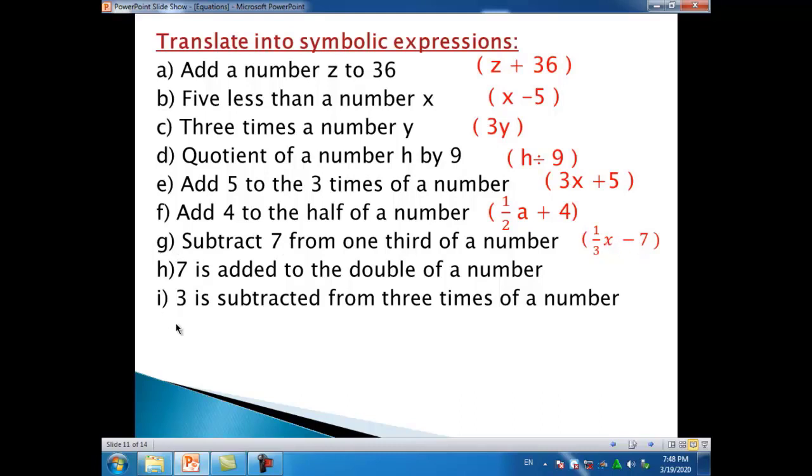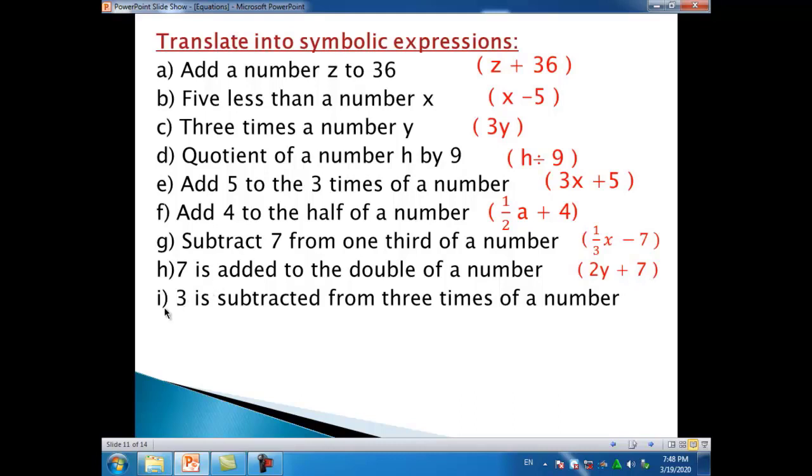Letter H, 7 is added to the double of the number. Now, there are 2 keywords, added and double. Double means, yes, 2 of a number. We'll assume this number as y. So the double of a number will be 2y. Add means plus. So 2y plus 7 is our equation.